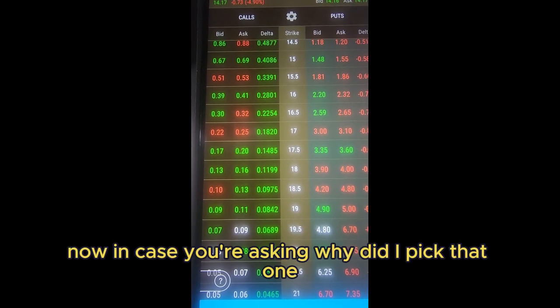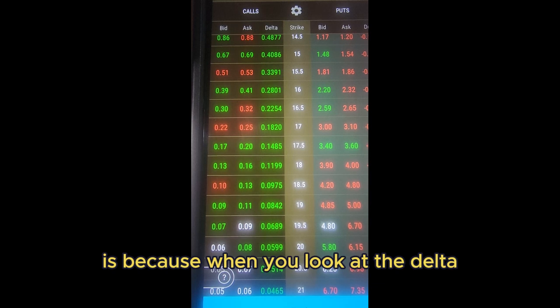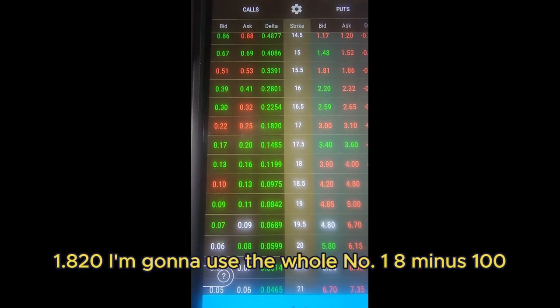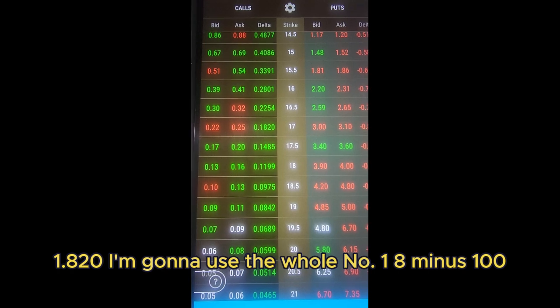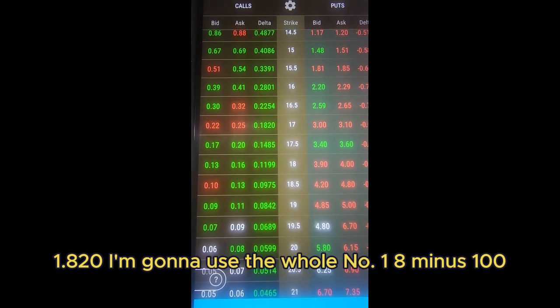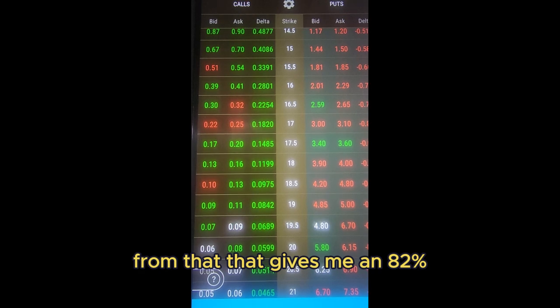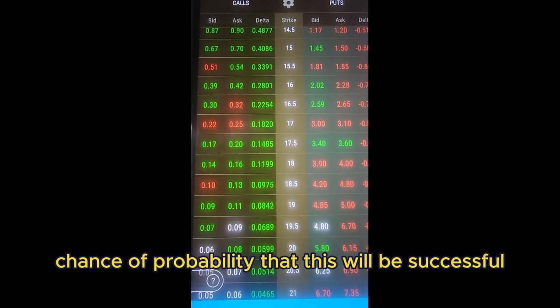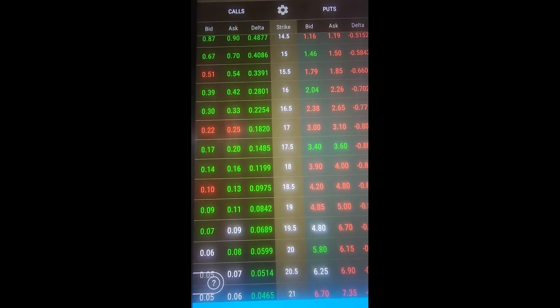Now in case you're asking why did I pick that one, is because when you look at the delta, you see where it says 1.820. I'm going to use the whole number, 18, minus 100 from that. That gives me an 82% chance of probability that this will be successful.